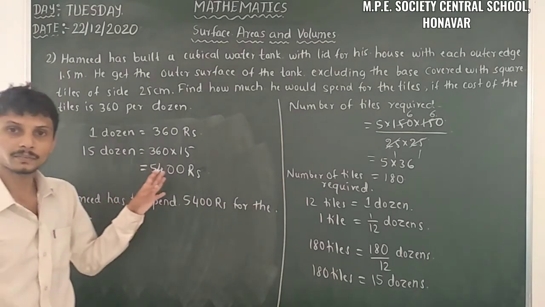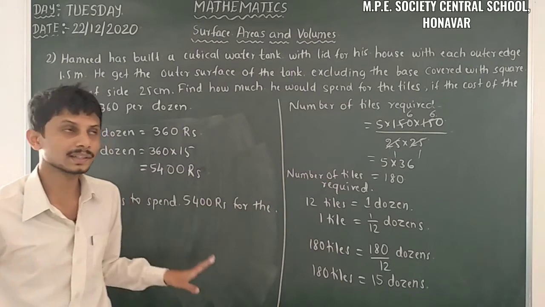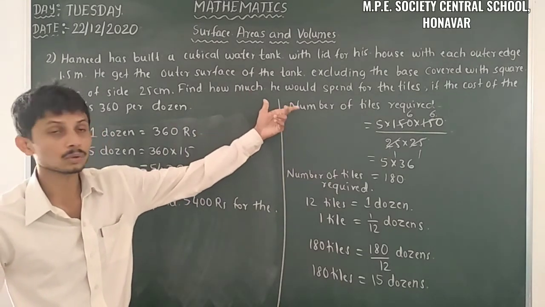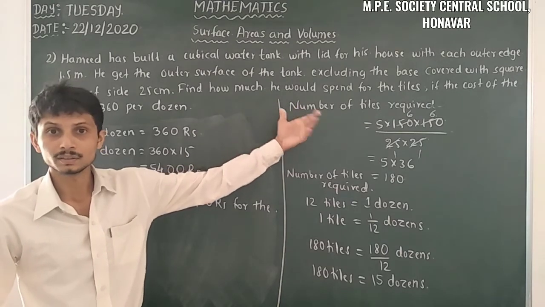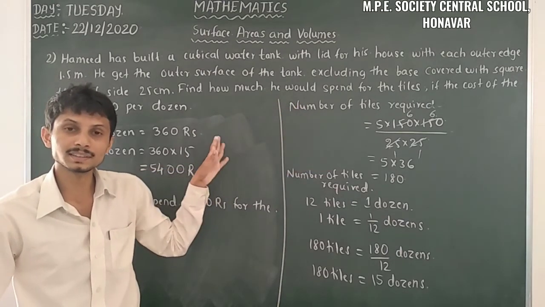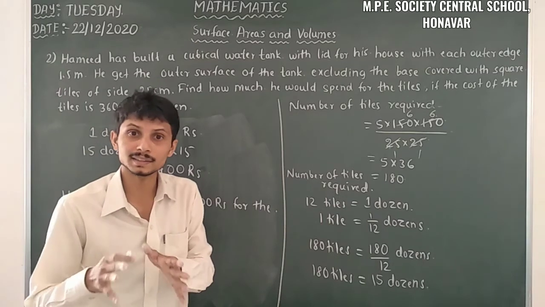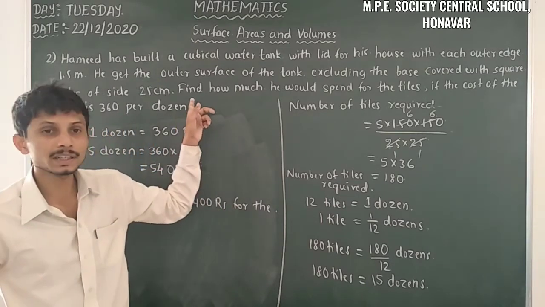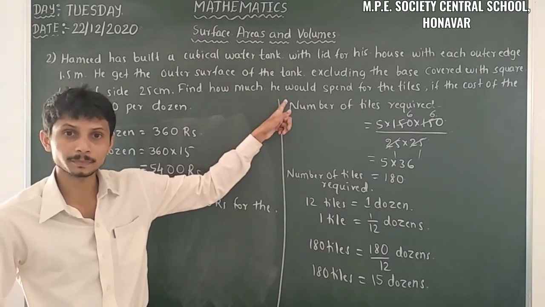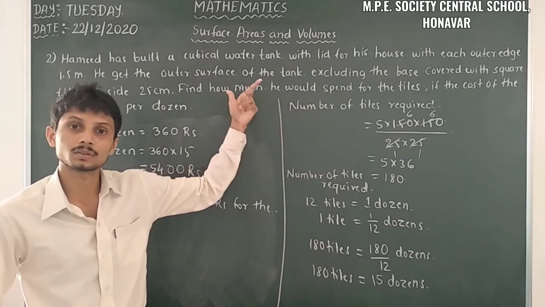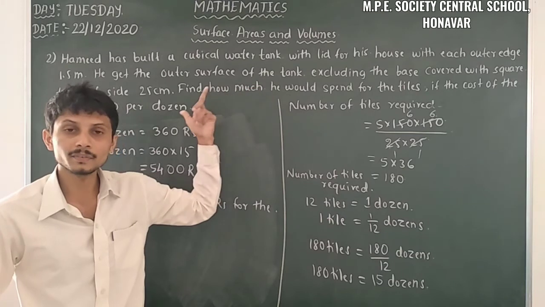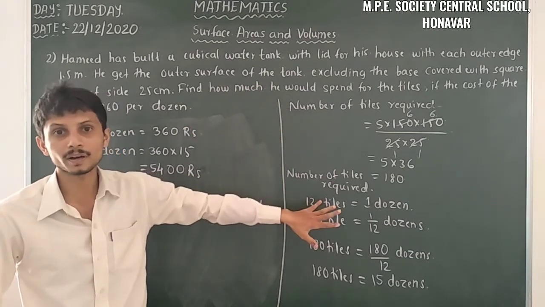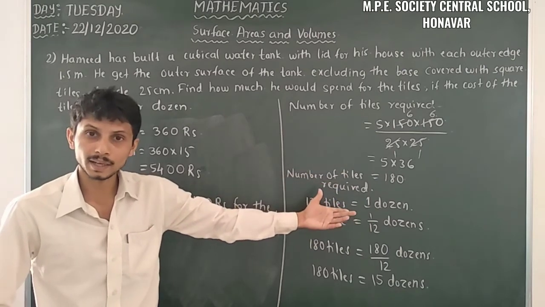Yes. So here we solved this problem. First, we have to find out the total cost for the tiles. The unknown thing here is how many tiles are required to cover that water tank. For that, we have to find the total surface area of the water tank, and then find the individual area of each tile. Then we find how many tiles are required.